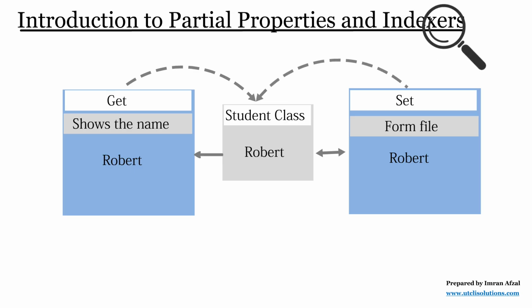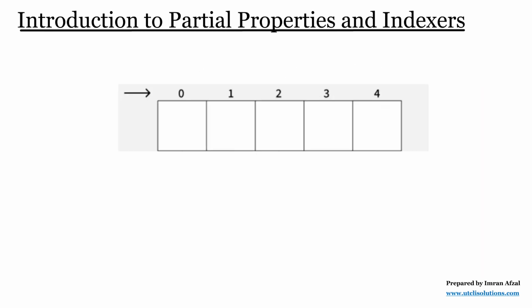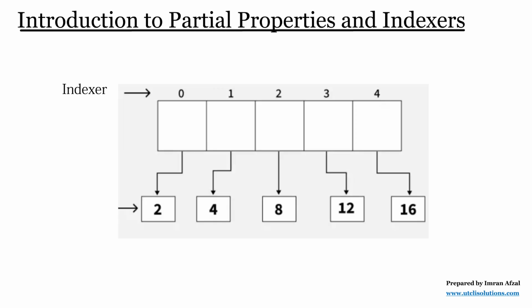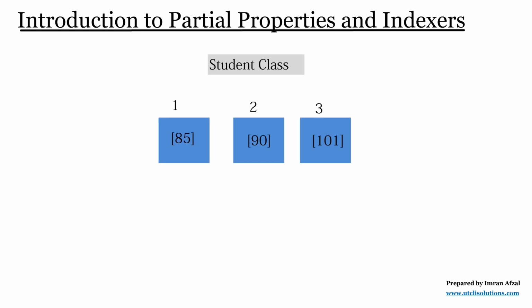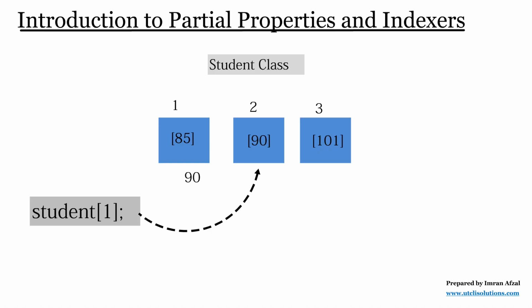An indexer is a way to make a class behave like a list so we can access items inside it using square brackets, like we do with arrays. For example, instead of calling a method to get the second item, we can just write the class name with square brackets and give a number. This makes our class look simple and easy to use.